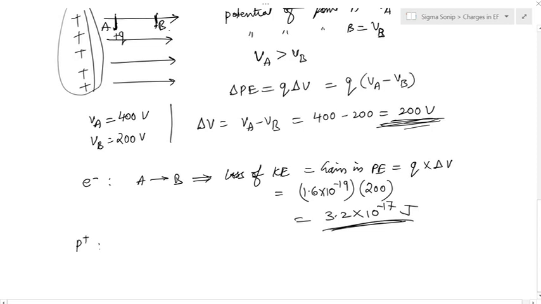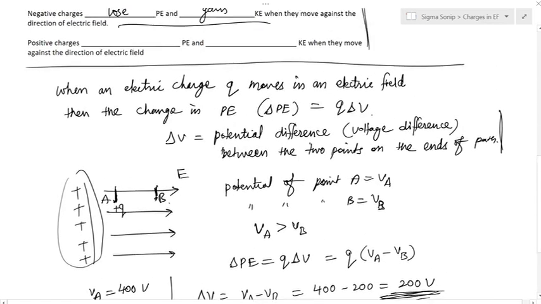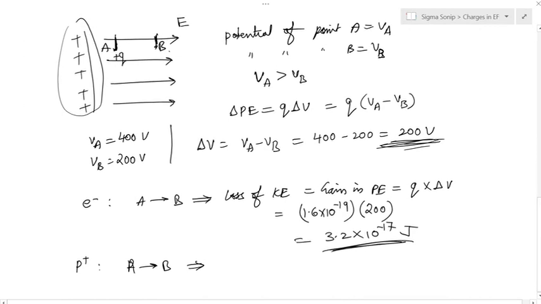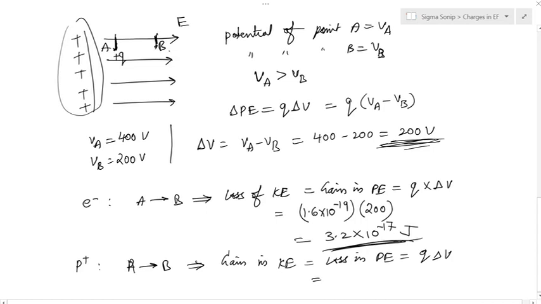For example, if you've got a proton here moving from A to B, then again, as you have already seen on the previous screen, when the proton moves from A to B, it will feel a repulsion and it will speed up. So there will be a gain in K, and that will be equal to the loss in P, and that will be equal to again Q delta V. Because the charge is the same, the value that we finally end up with is 3.2 times 10 to the power minus 17 joule.